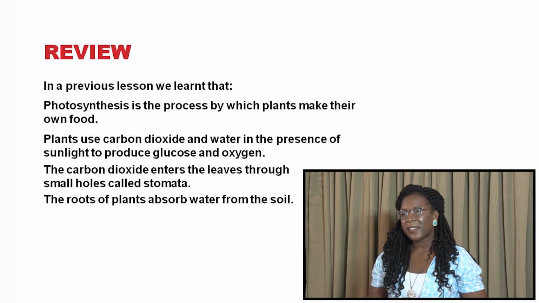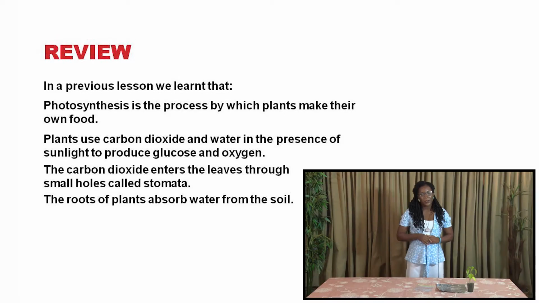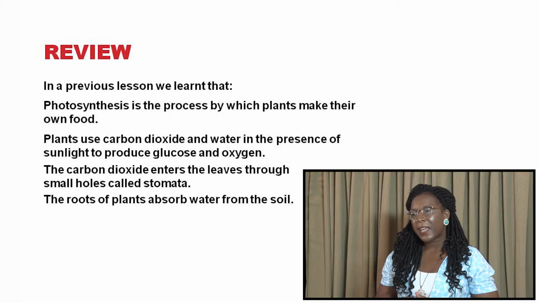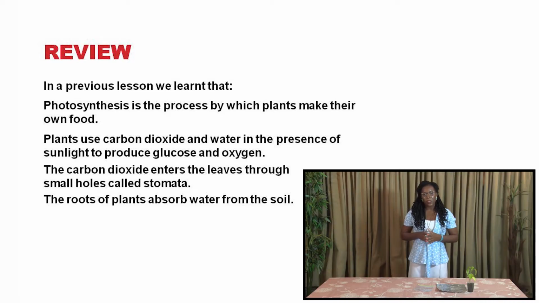In a previous lesson, we learned that photosynthesis is the process by which plants make their own food. Plants use carbon dioxide and water in the presence of sunlight to produce glucose and oxygen. The carbon dioxide enters the leaves through small holes called stomata.